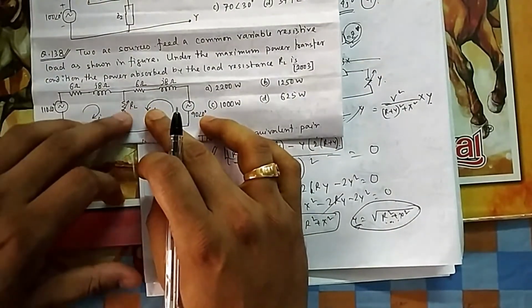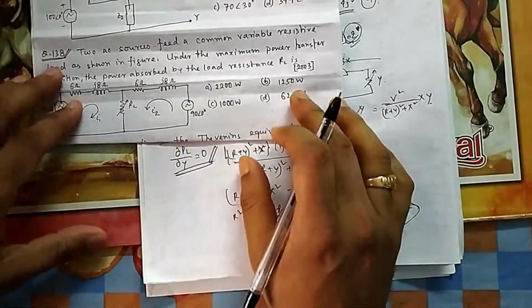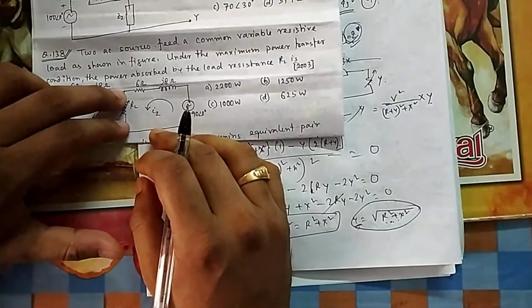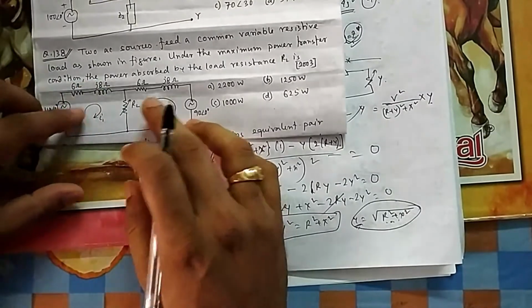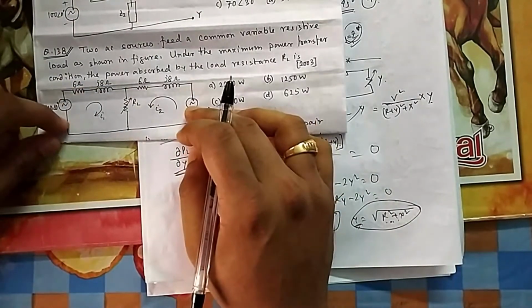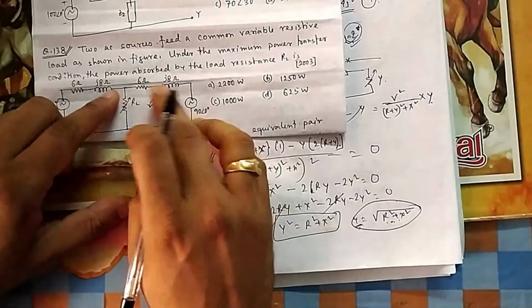So now if you see here, what will be your Thevenin's resistance? You first convert it into Thevenin's, then you apply maximum power. For Thevenin's, you remove this one, and from this side you see the impedance. So this will be shorted. So you have two branches. These two are in parallel.